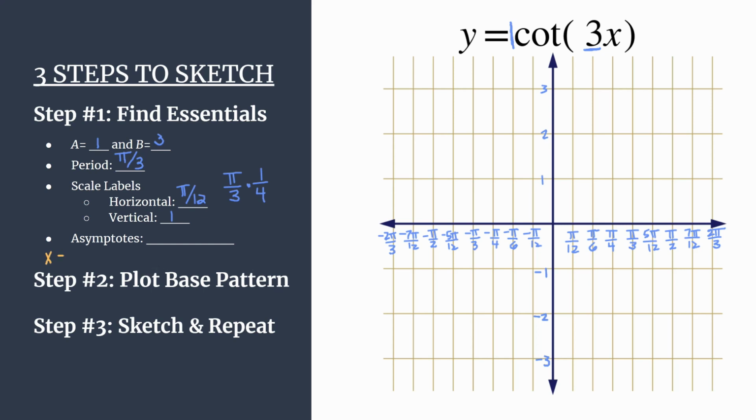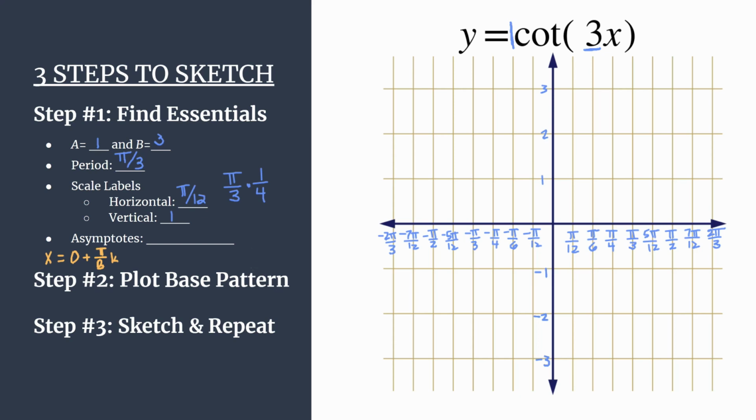So the formula you can use if you're a formula person to find the asymptotes is x equals 0 plus pi over b k, where k is any integer. So depending on which one you substitute in, you'll get a different asymptote along the graph.